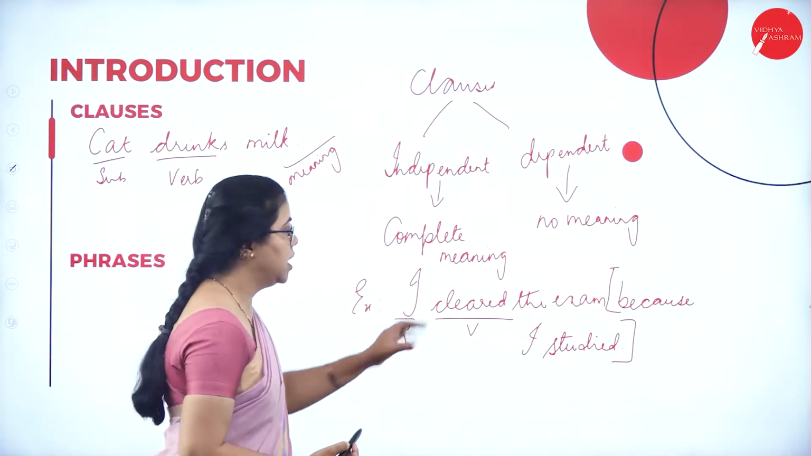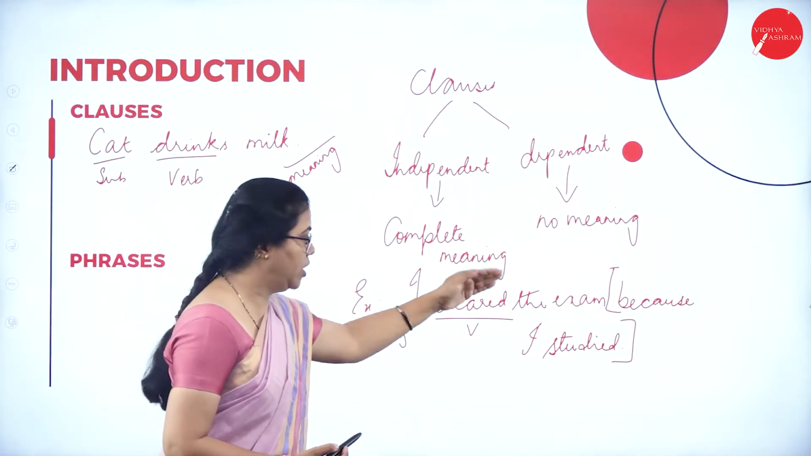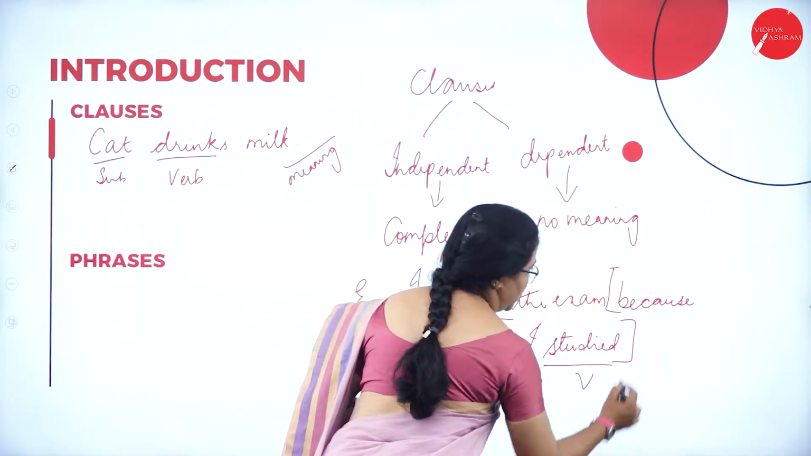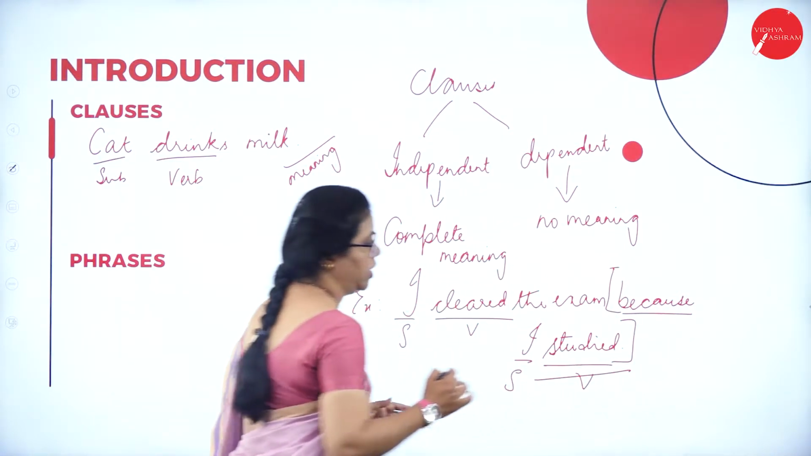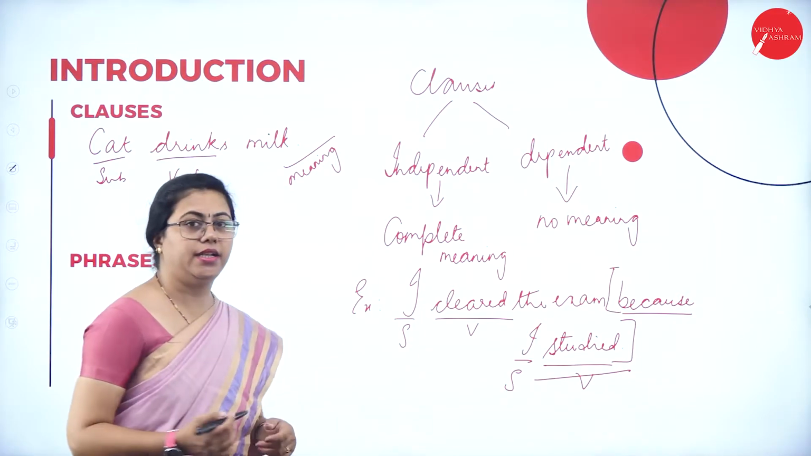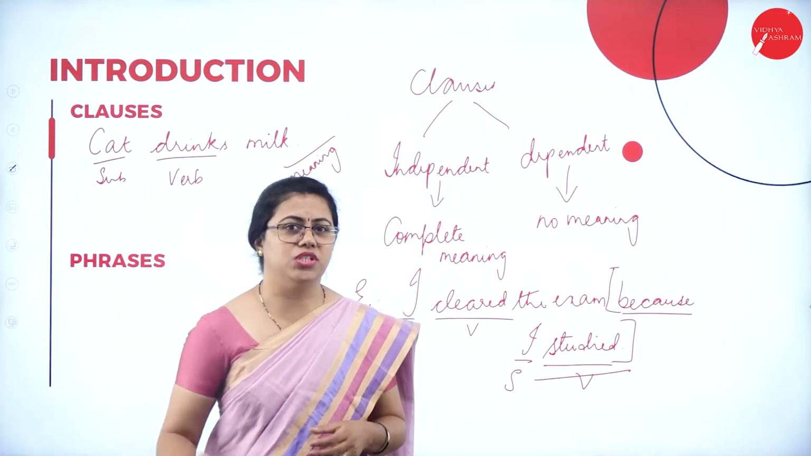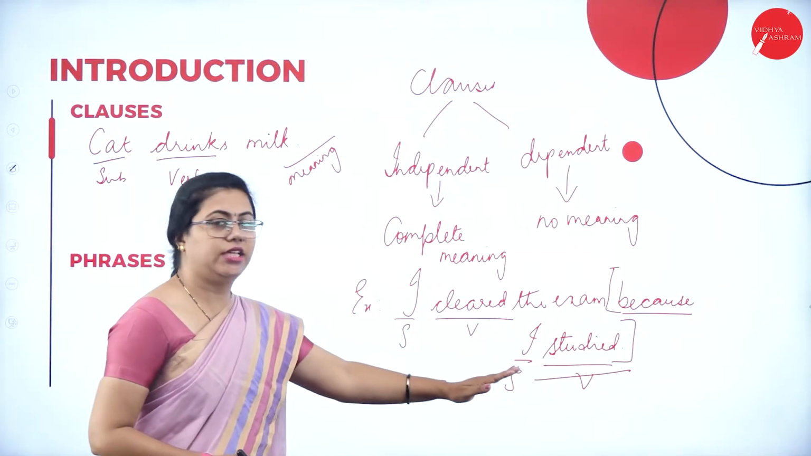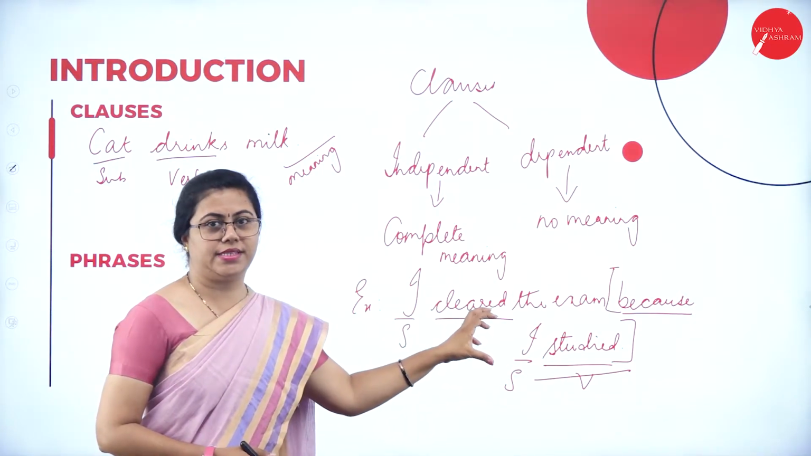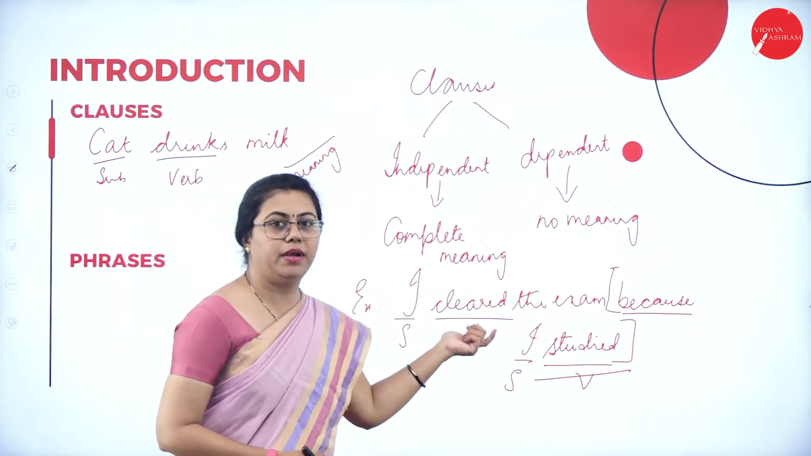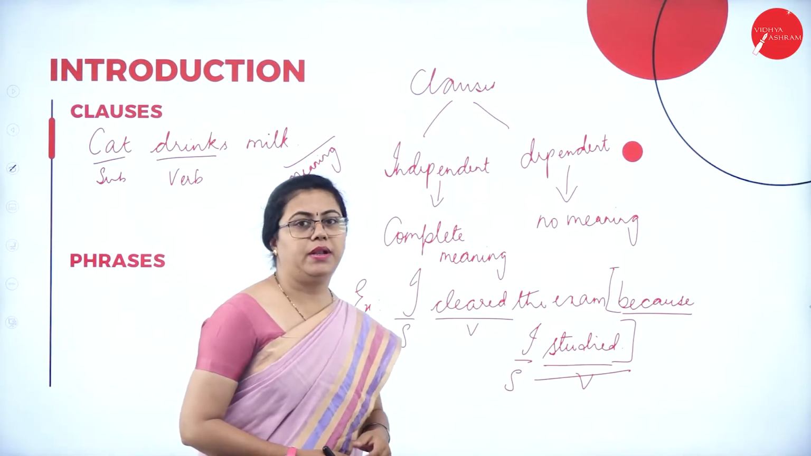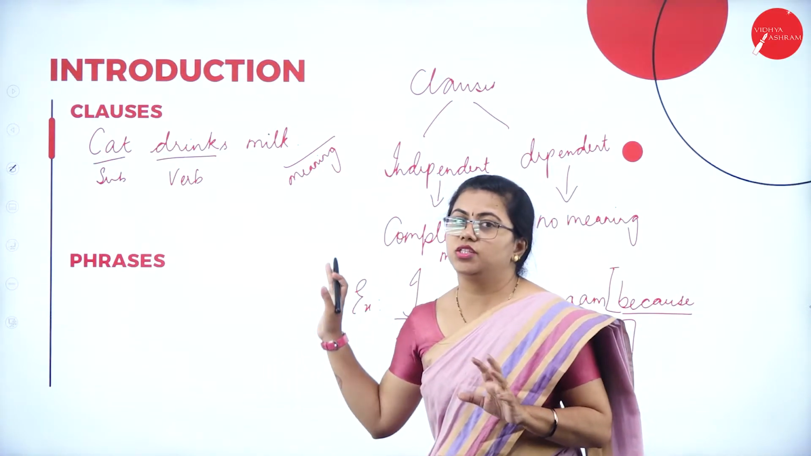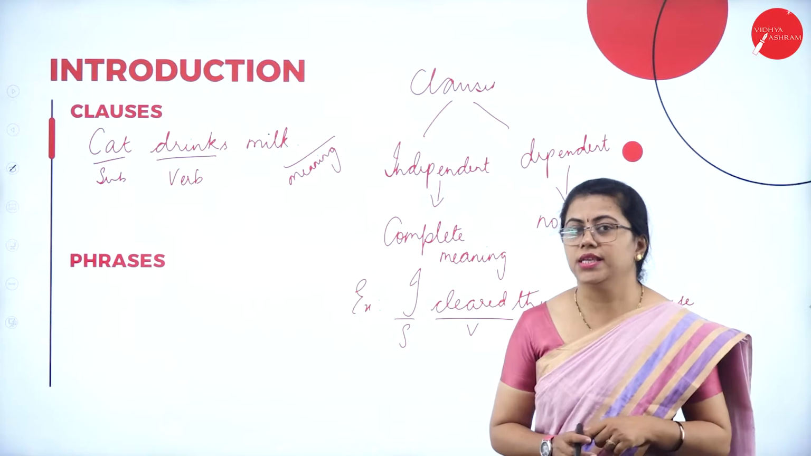So here, because I studied, this part is called a dependent clause because you are adding something to it. Because I studied, this has a subject, this has a verb, but this whole thing does not give you complete meaning. Because I studied what? It sounds incomplete, right? So this becomes a dependent clause. But altogether, when you consider, this is a complex sentence. It's a combination of an independent clause with the dependent clause. So this is a clause. These are the basic things you need to understand when you have to know these linkers.